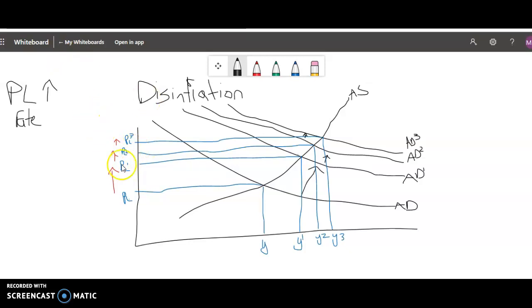And so the idea is that the price level is increasing throughout here, but hopefully what you can see is the rate at which it's increasing is slowing down. Okay, and that's what we know as disinflation.